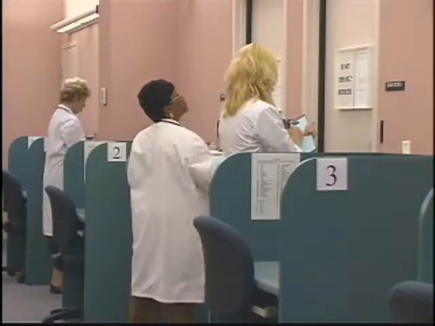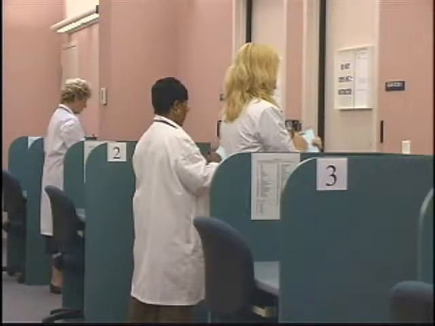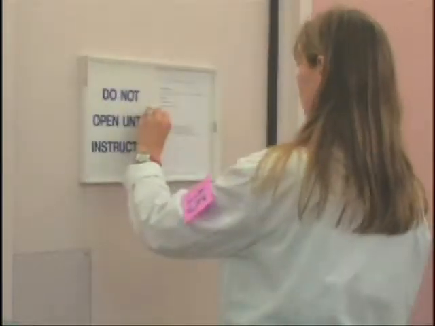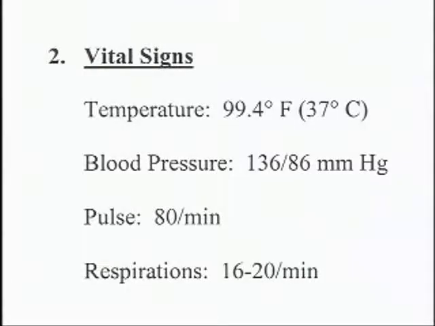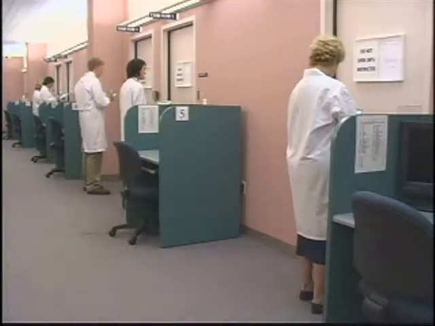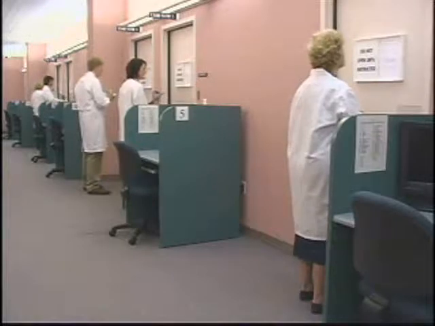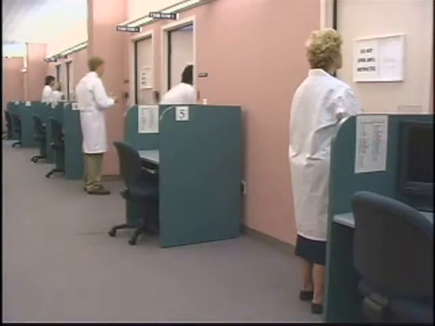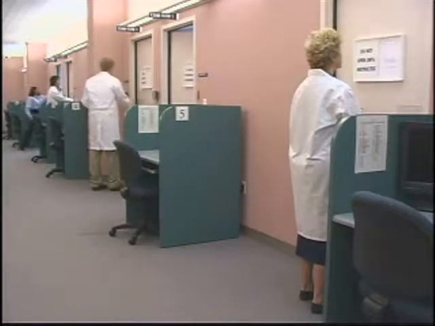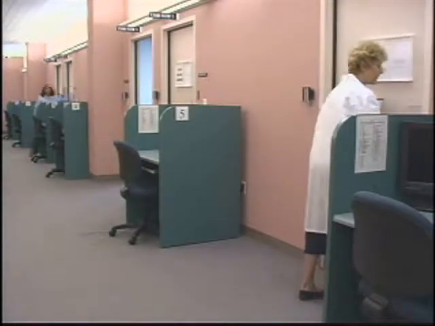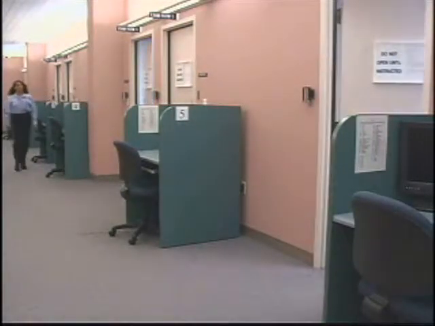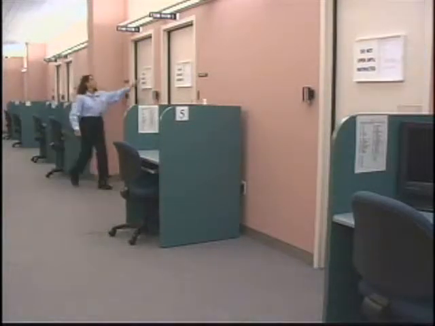The clock starts when the announcement tells you to begin the encounter. You may then open the instruction sheet panel. The instruction sheet includes vital signs, which you should accept as accurate, and which you may repeat if you feel the case warrants that confirmation. However, if you do repeat the vital signs, continue to consider the vital signs as originally listed when developing your differential diagnosis and workup plan.